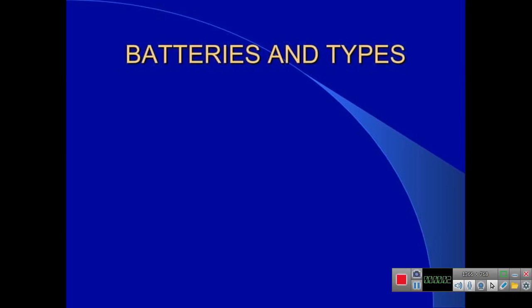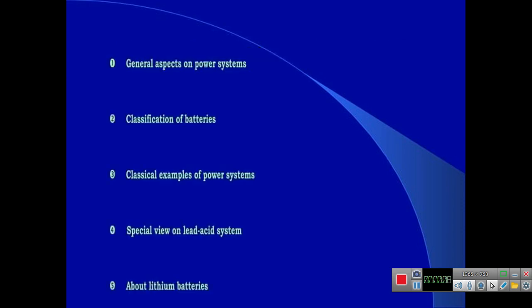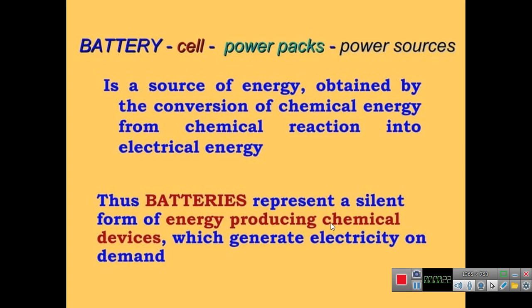Energy storage system, unit number 2, battery and its types. So, general aspects on power system, classification of batteries, classical examples of power systems, special view on lead acid system and lithium batteries. So, these are the topics we are going to cover in unit 2.